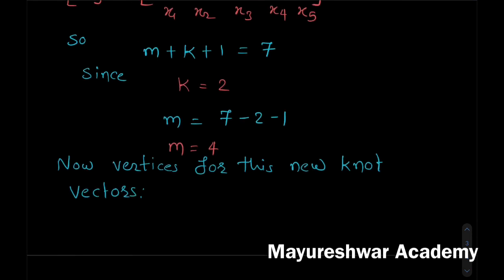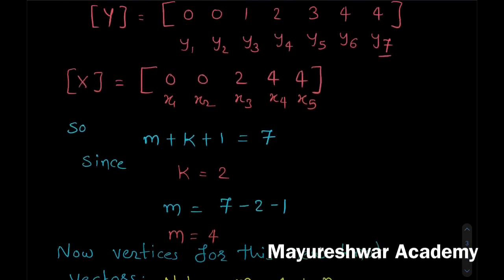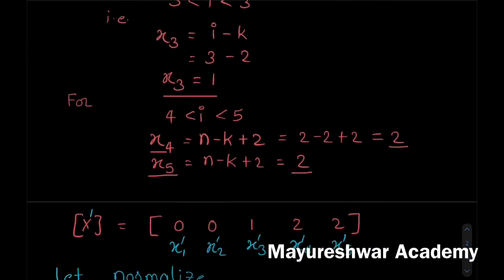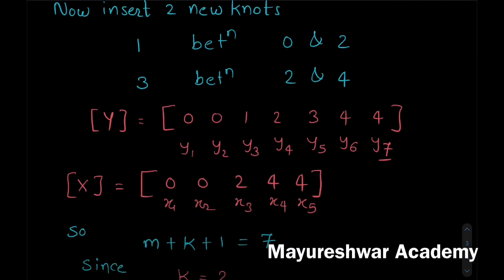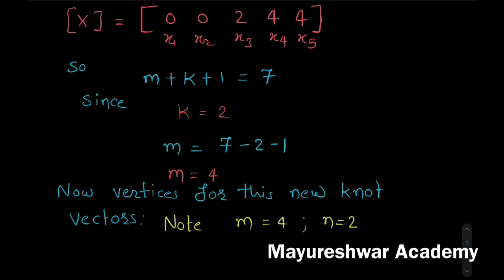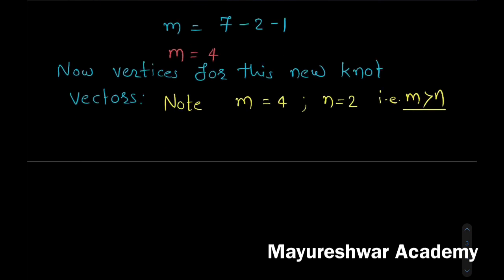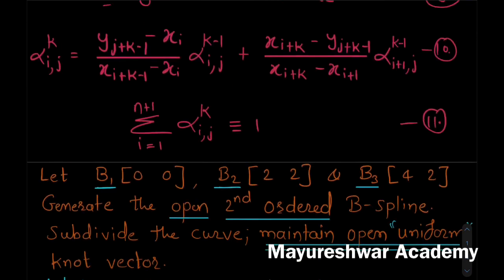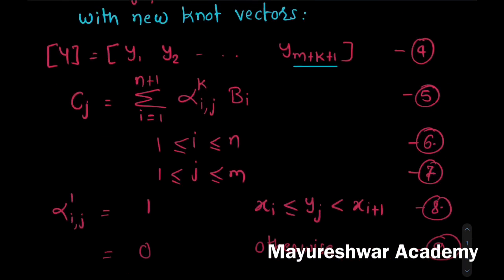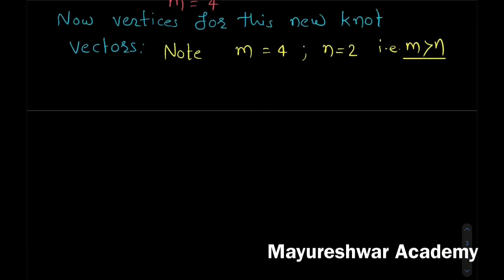Here we need to note, for given m is equal to 4, n is 2, and we have stated somewhere in our earlier videos that m will always be greater than n, because we have added additional points in the new y knot vector. Okay, so let us go back and we need to use this equation number 5. So let us copy it and paste it.